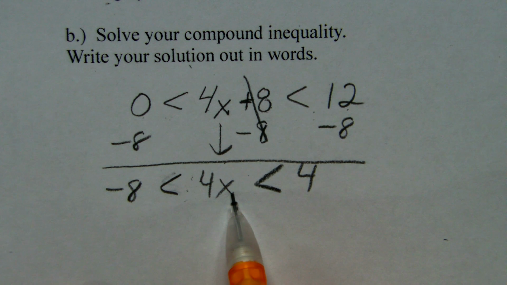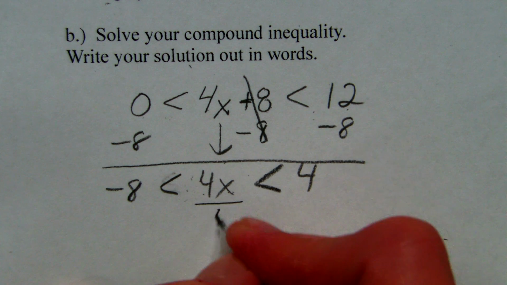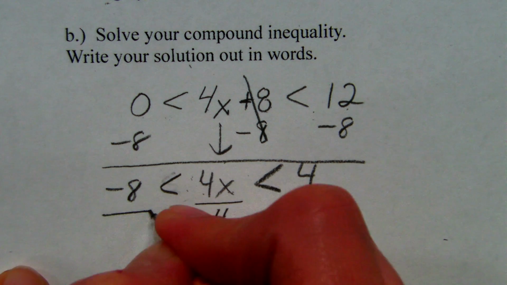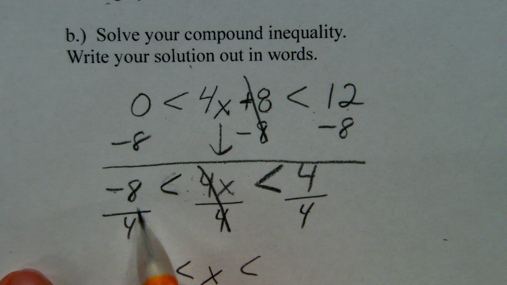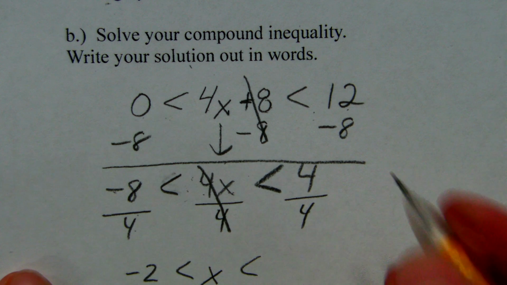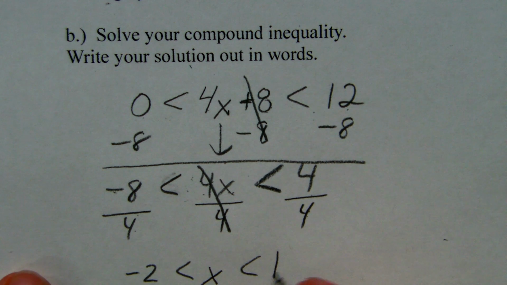I still don't have x by itself. I have 4 times x. So we'll get rid of that by dividing by 4, which you guys all should know how to do. And that leaves me with x in the middle. -8 divided by 4 is -2. 4 divided by 4 is 1.